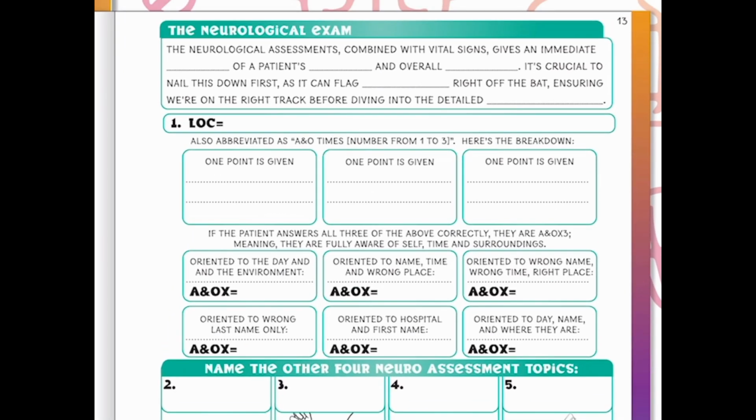And being the efficient nurses that we are, while we're getting these vital signs, we can always move into our neuro exam. So the neurological assessment combined with vital signs gives us an immediate snapshot of a patient's brain health and their overall stability. It is crucial to nail this down at first, as this can be a flag of a serious issue right off the bat. So we ensure we're on track before diving into the detailed physical assessment.